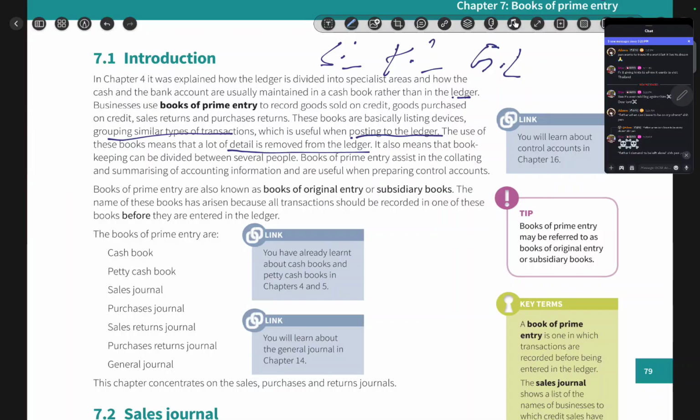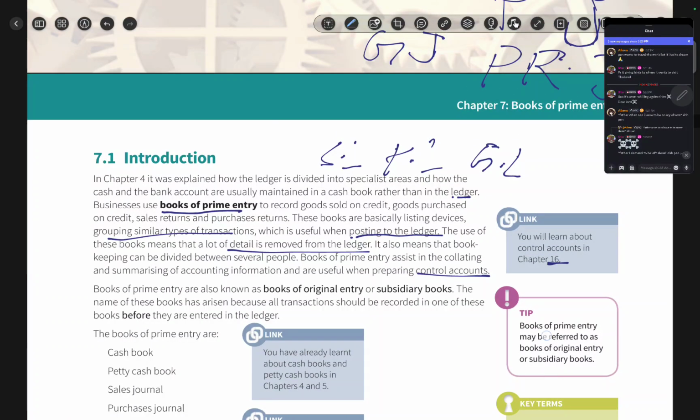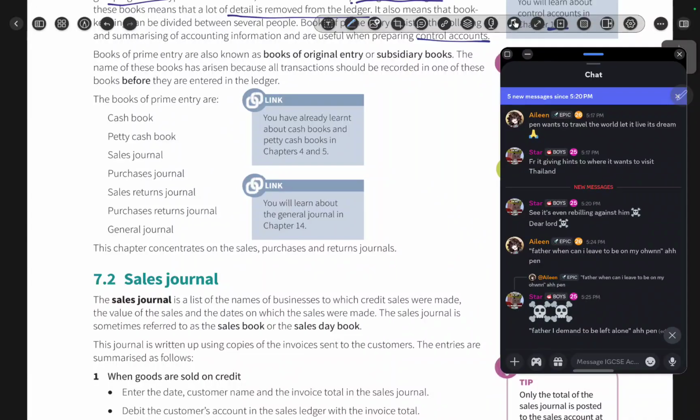Books of prime entry are also known as books of original entry or subsidiary books, but most of the time in the exam questions and everything, you would only use the word books of prime entry. Books primarily assist in collating and summarizing of accounting information and are useful when preparing control accounts. A very easy chapter is chapter 16. We will discuss it later. It's very simple.